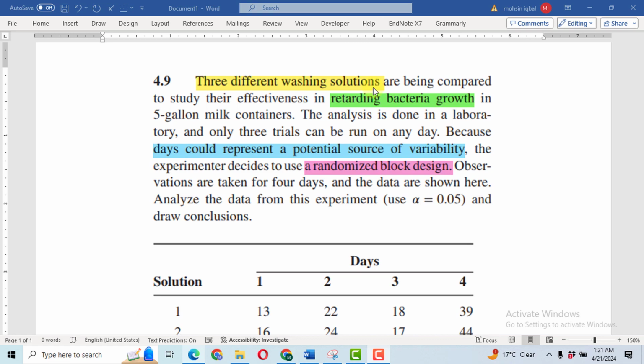Bismillahirrahmanirrahim. Today I will solve a randomized complete block design problem from Design and Analysis of Experiments by Montgomery. So let's start the problem.